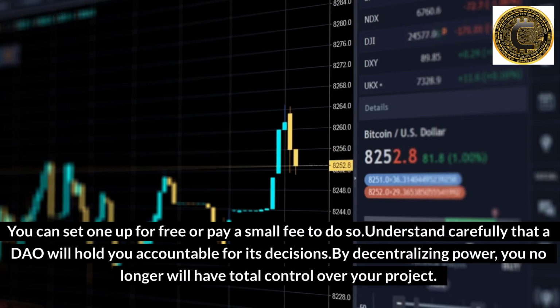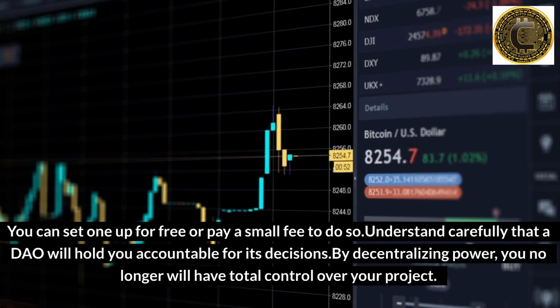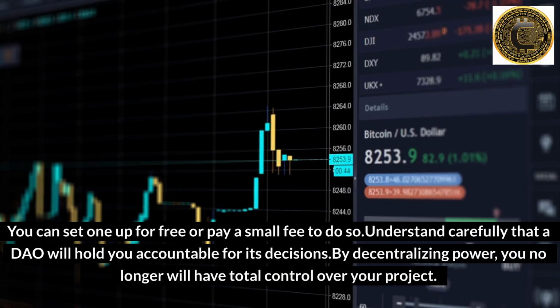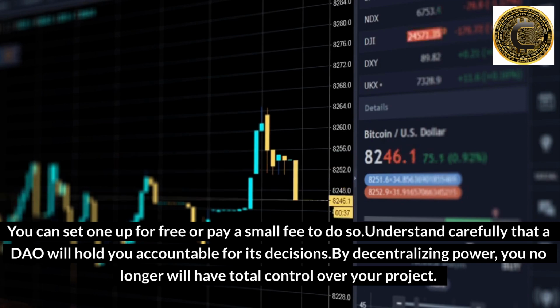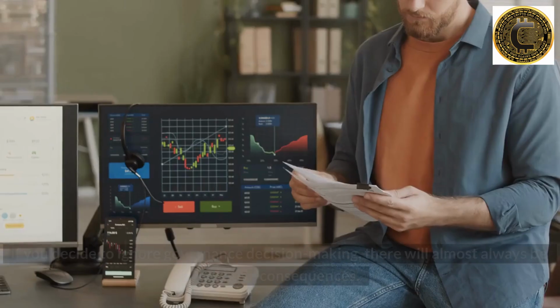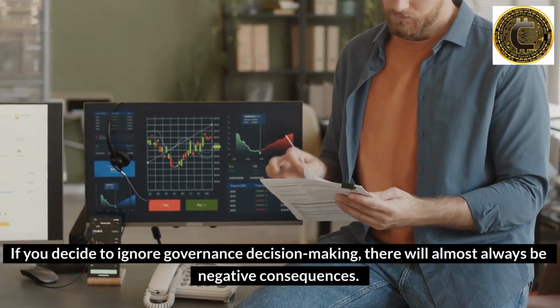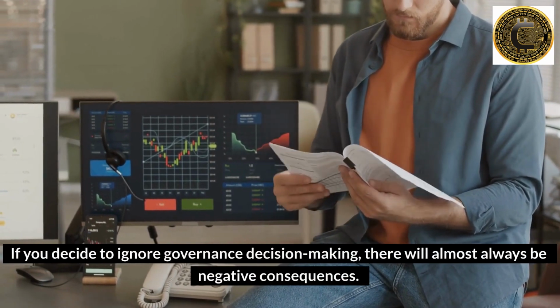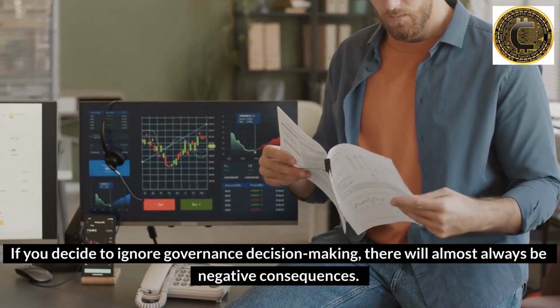Understand carefully that a DAO will hold you accountable for its decisions. By decentralizing power, you no longer will have total control over your project. If you decide to ignore governance decision-making, there will almost always be negative consequences.